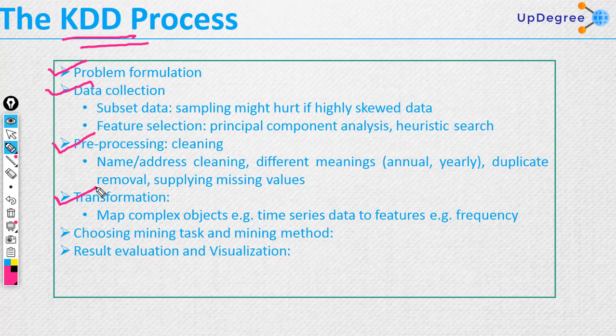Next one is our transformation. Map complex objects, for example time series data, to features, that is frequency, and choosing mining tasks and mining method. So which mining task and which mining method has to be selected for this particular problem solving will be decided by the respective domain expertise. And last one is our result evaluation and visualization of the data, a more comprehensive way to represent our data in our data visualization mode, so that everyone can comprehend and everyone can draw inferences out of that.